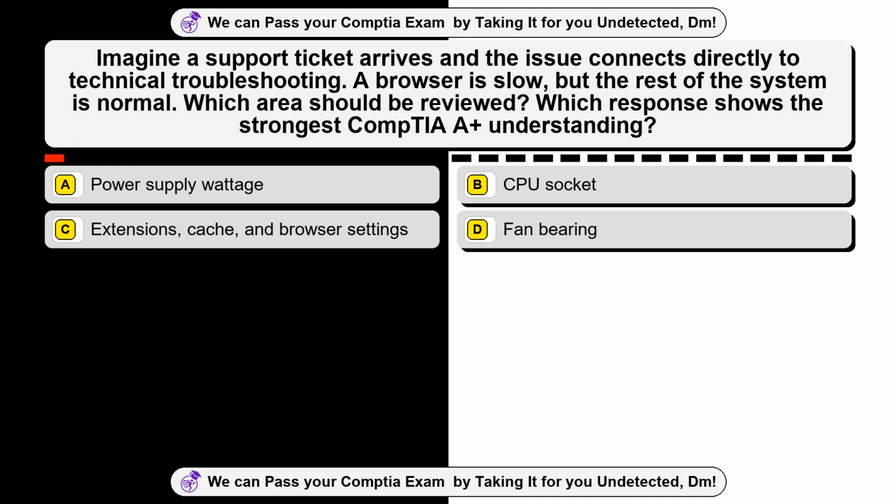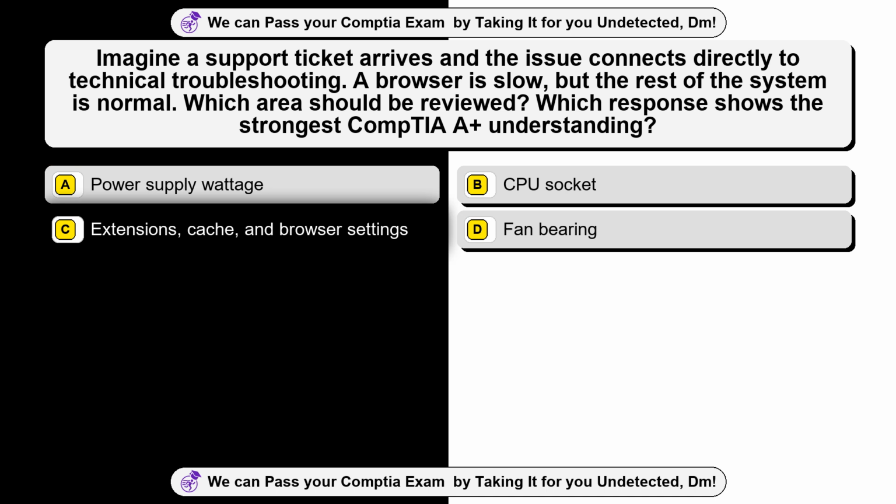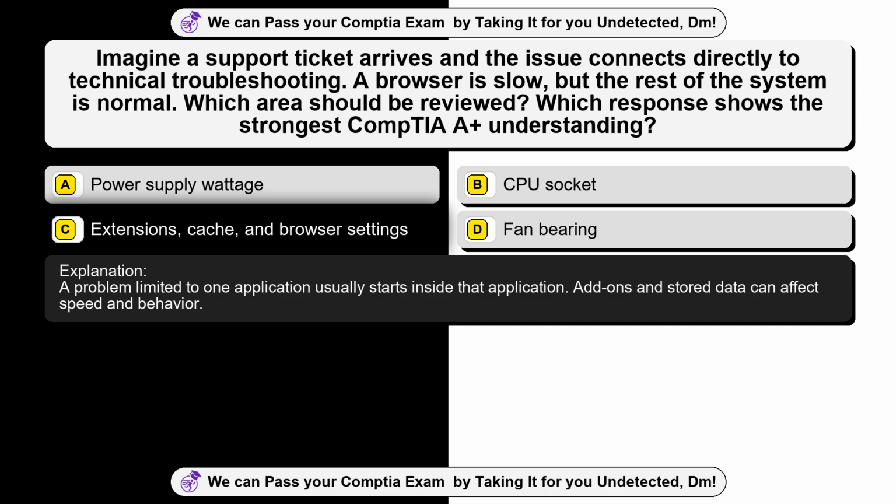Option D, fan bearing. The correct answer is option C, extensions, cache and browser settings. A problem limited to one application usually starts inside that application. Add-ons and stored data can affect speed and behavior.